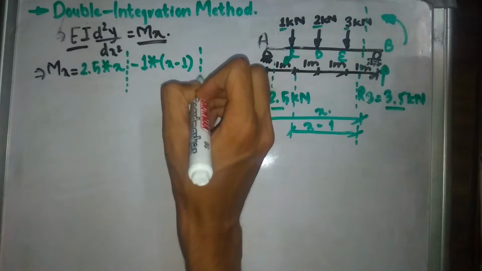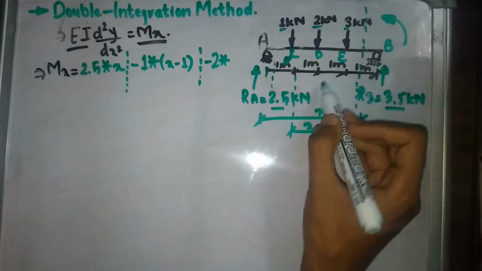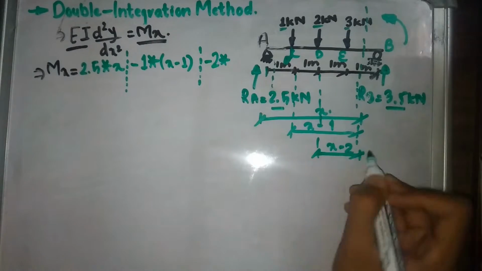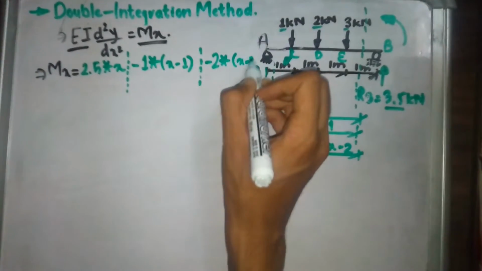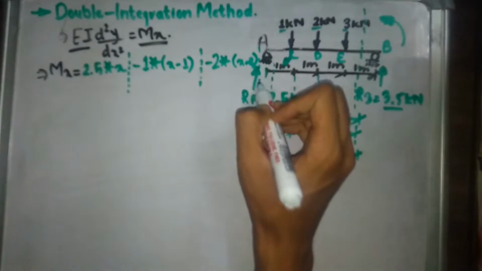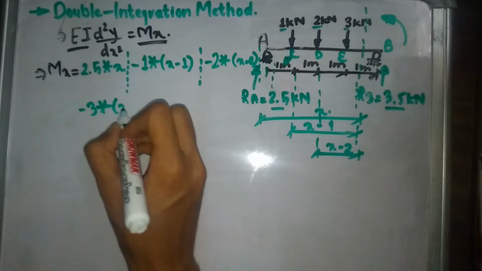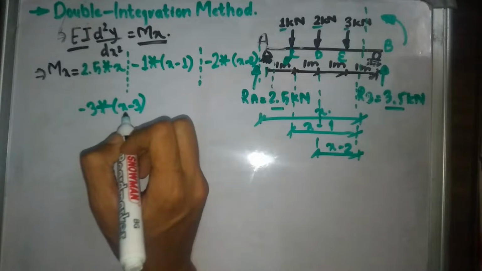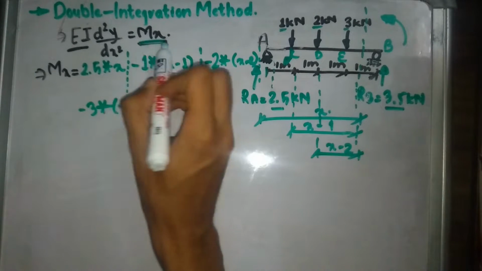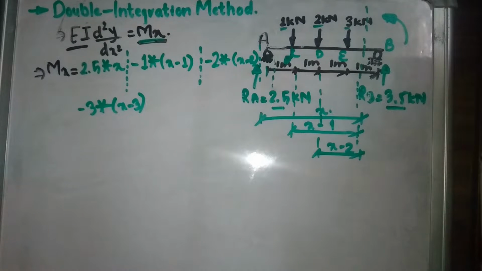So let me write down 1 into x minus 1. Let me draw the line again. Again minus 2 into, this is going to be at a distance of x minus 2. Minus 2 into x minus 2. Let me draw that line over here. Draw one more line. Minus 2 into x minus 2, minus 3 into, so 3 is going to be at a distance of x minus 3. 3 into x minus 3. So our Mx, which is our moment about section x, has been completed.